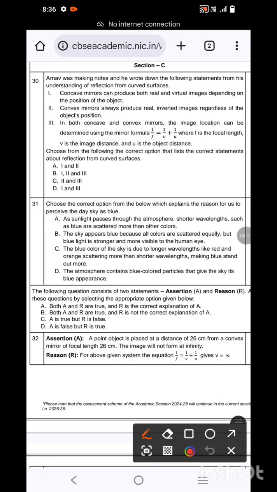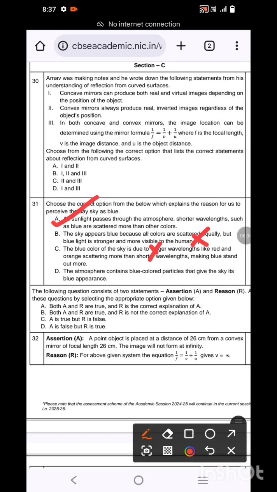Now, according to me, option A should be correct. Now let's see option B. They are telling the sky appears blue because all colors are scattered equally. No, this is not correct, because all colors are not scattered equally. Option C: the blue color of the sky is due to longer wavelengths like red and orange scattering more than the shorter wavelengths, making blue stand out more.